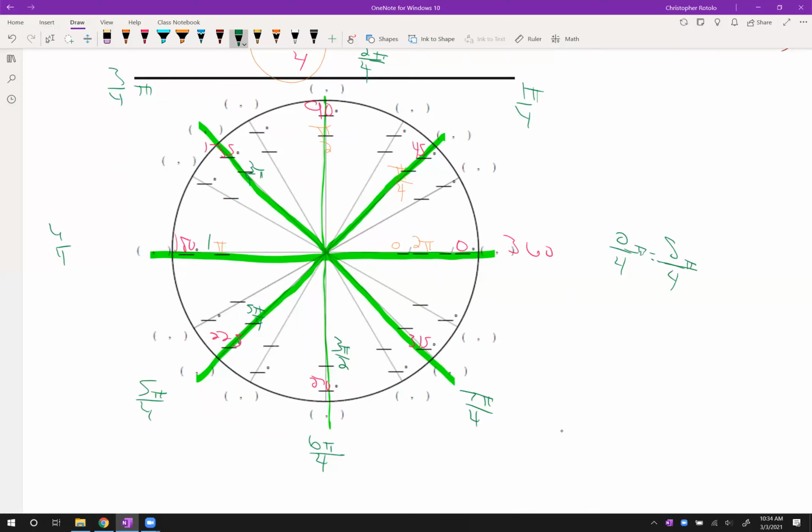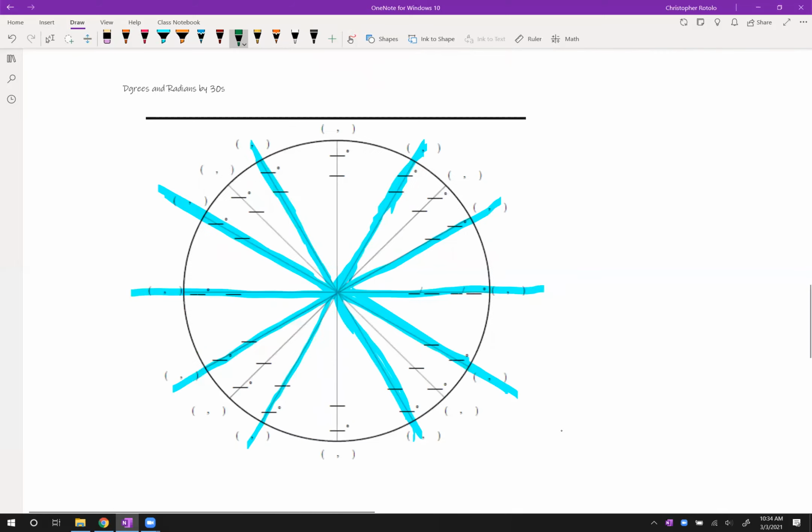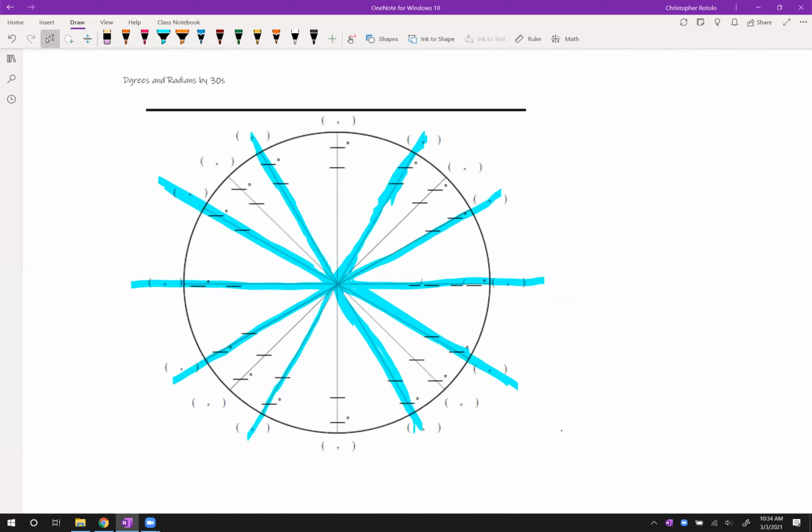Okay, so we find out that those are the same. So that gets us through the 45s and also through the radians to get where we want to be. All right, so I have another one. There's always another one, right, guys? So this time we're going to go by the 30s. We're going to count by the 30s.